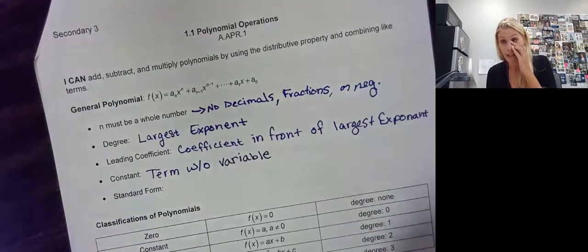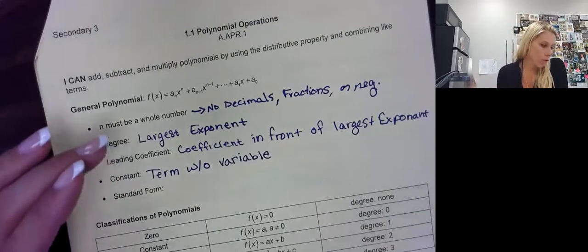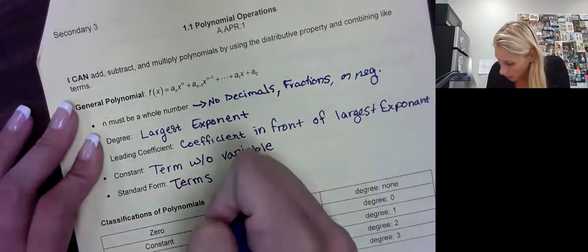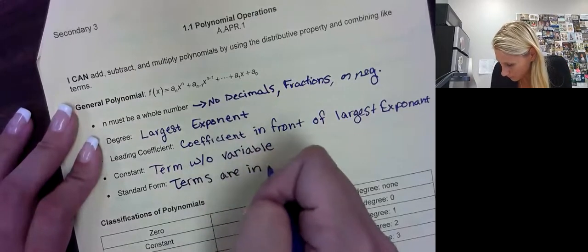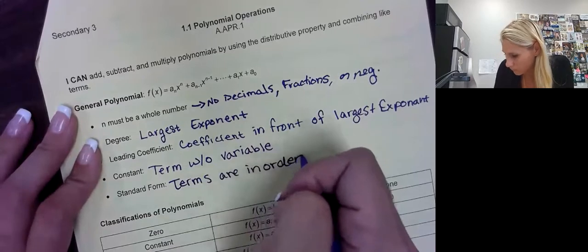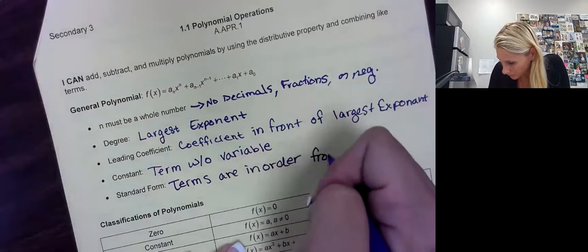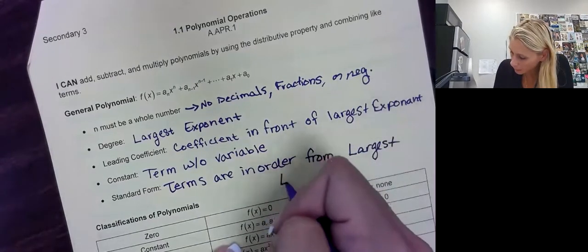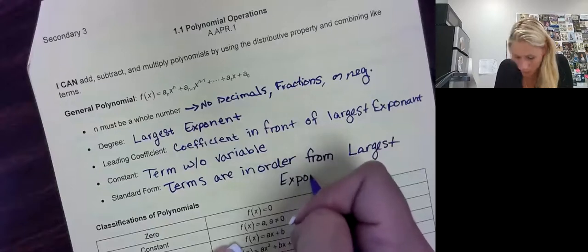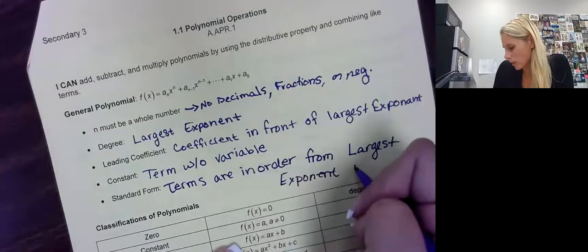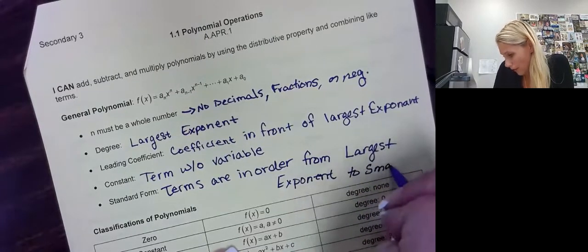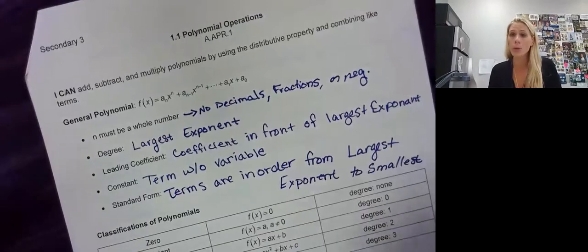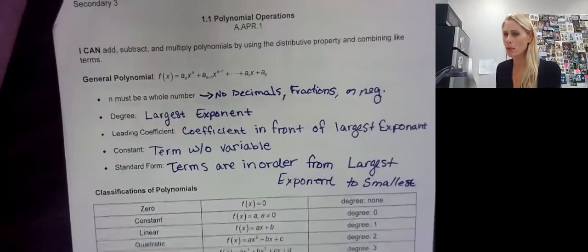Okay, standard form. What is standard form? Standard form is meaning that the terms of the polynomial are in order from largest exponent to the smallest. Or really, if you have a constant, that constant's the last one. The reason why there's no variable is because the variable is to the 0 power. We'll talk more about that later.